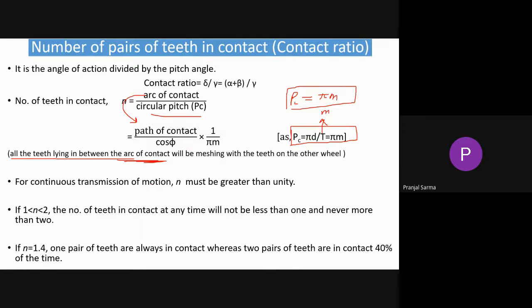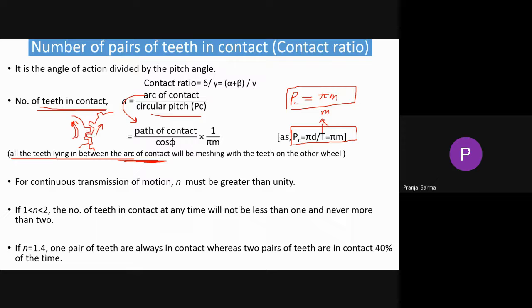Now suppose there is a particular number of pairs of teeth in contact, that is the contact ratio. We are talking about a gear drive, which is a positive type of drive. That means slip is not there, that is different. Apart from that, what is our expected thing? As we have one driver and one driven wheel, we expect that whenever the driver wheel is rotating, the driven wheel will get the motion. That is the normal expectation.